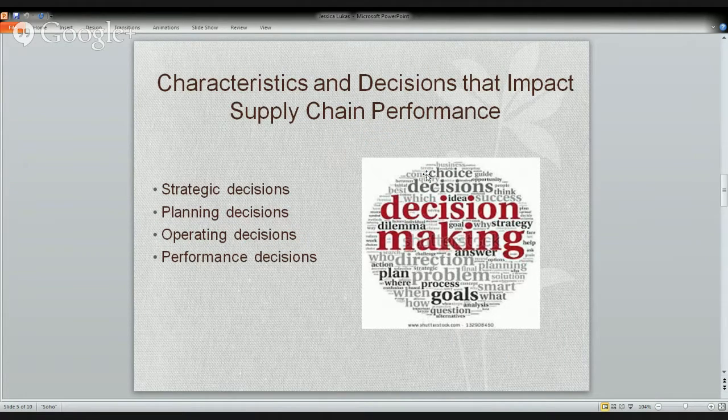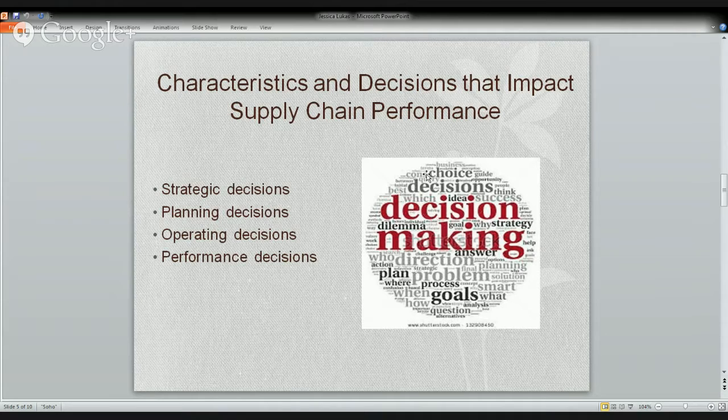Another area worth mentioning would be characteristics and decisions that impact supply chain performance. And this, of course, would be strategic planning, operating, and performance decisions. So like an example of a strategic decision that could impact the supply chain will be marketing, because with fierce competition in the coffee industry, marketing will allow a supply chain to achieve a competitive advantage. When it comes to planning decisions, relationships between buyers and suppliers are important planning decisions that can shape the overall performance of the coffee supply chain, because you need to have reliable suppliers to create solid relationships in order to produce a quality product.